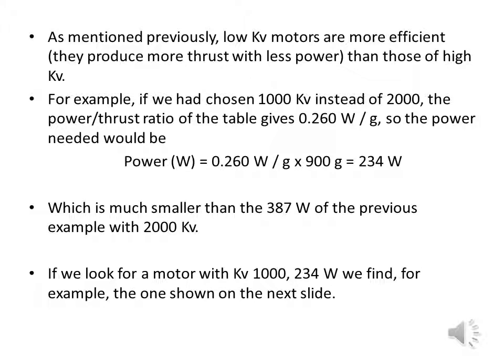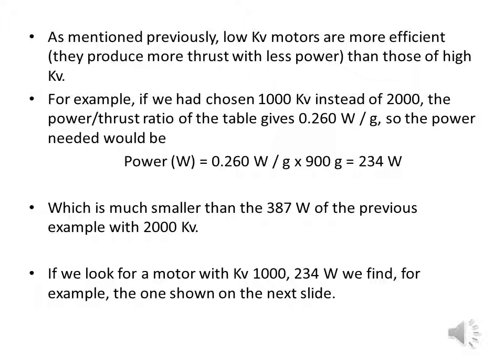As mentioned previously, low kV motors are more efficient; they produce more thrust with less power than those of high kV. For example, if we had chosen 1000 kV instead of 2000, the power to thrust ratio of the table gives 0.260 watts per gram, so the power needed would be power equals 0.26 multiplied by 900 g equals 234 watts. Which is much smaller than the 387 watts of the previous example with 2000 kV.